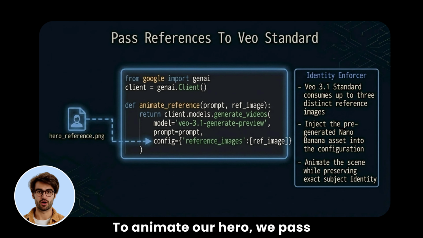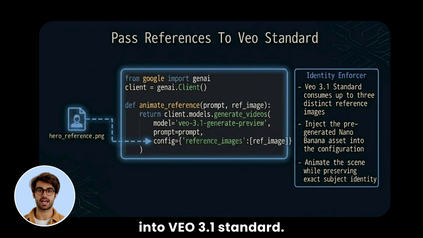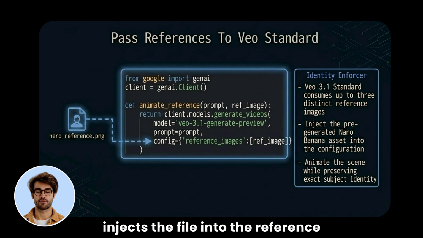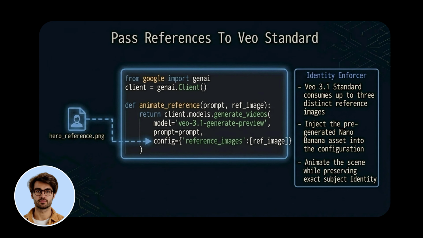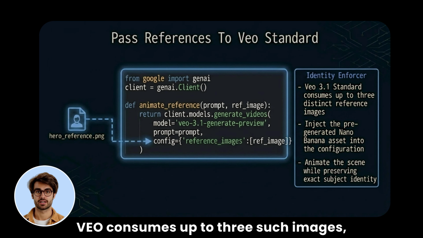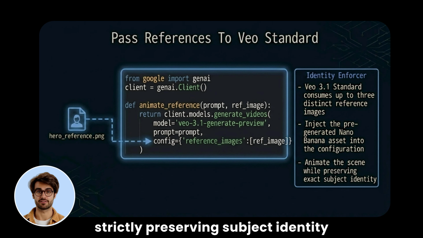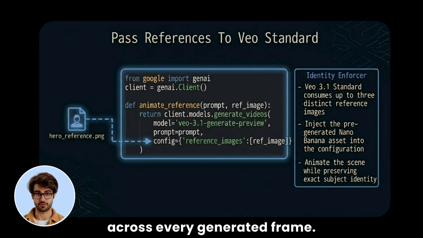To animate our hero, we pass the saved reference image into Veo 3.1 standard. The animate reference function injects the file into the reference images configuration. Veo consumes up to 3 such images, enabling rich motion while strictly preserving subject identity across every generated frame.